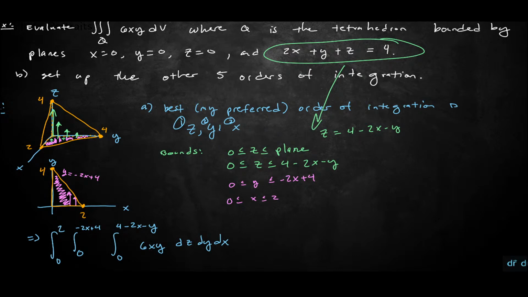I may not bore you with all of the details, but I'll just do the first variable here. So integral 0 to 2, integral 0 to 4 minus 2x. I'll get 6xy z from z equals 0 to z equals 4 minus 2x minus y, dy dx. Plug in the bounds, keep going. I think eventually we get to 64 over 5.